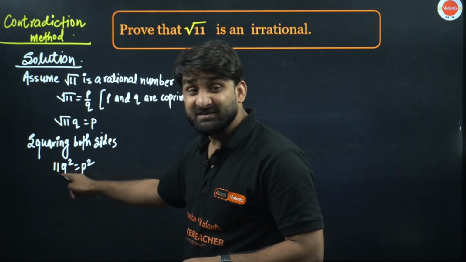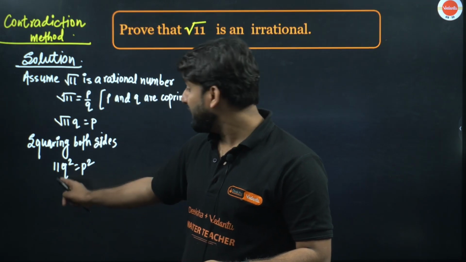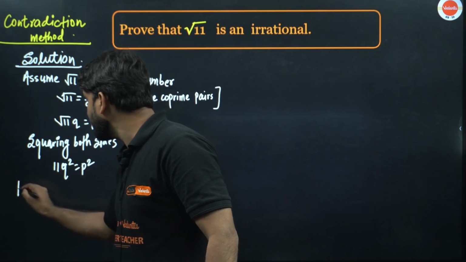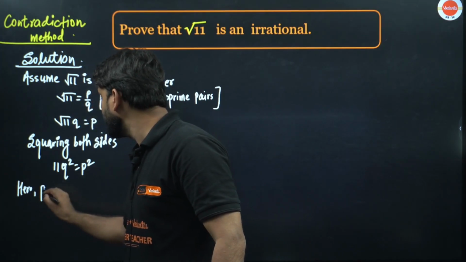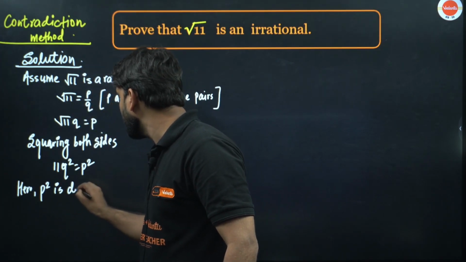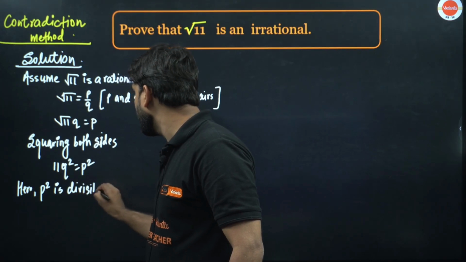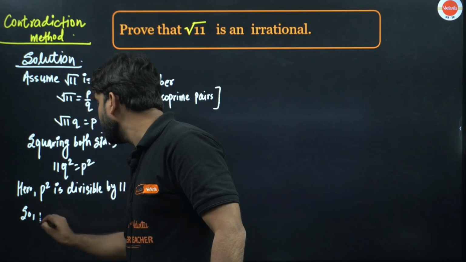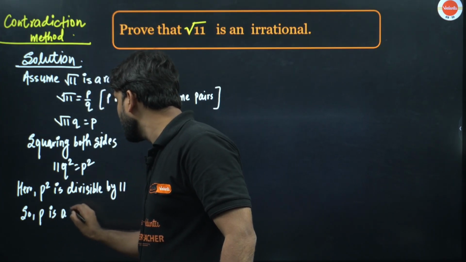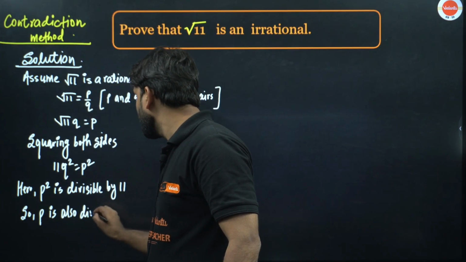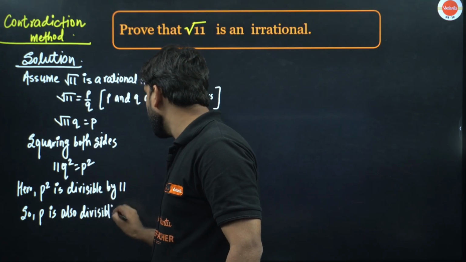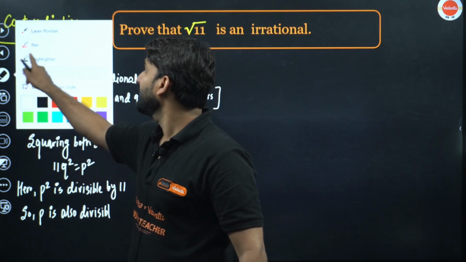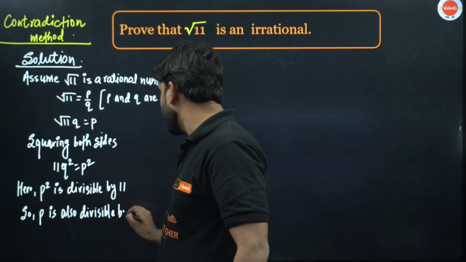Now this 11 is in multiplication with Q square. When this 11 goes to the right side, it means P square will be divided by 11. Here P square is divisible by 11. So P is also divisible by 11.